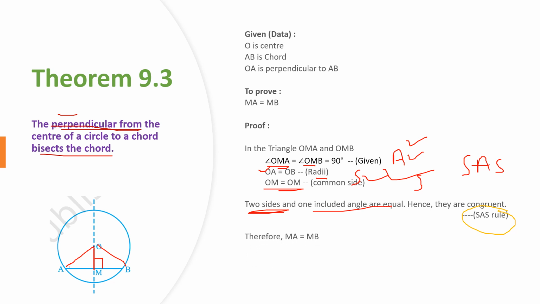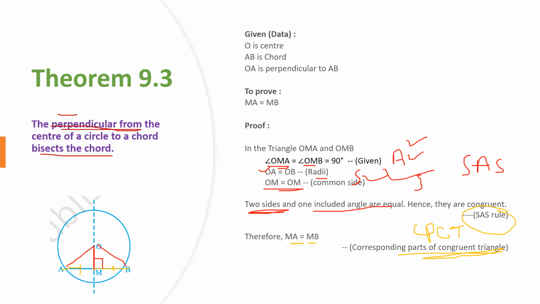Therefore, because they are congruent, the corresponding parts are also equal among the two triangles. What are the corresponding parts? AM and MB are corresponding parts of the two triangles. Since they are equal, I conclude by CPCT, corresponding parts of congruent triangles, that corresponding parts of the two triangles are equal. So I proved that MA is equal to MB because they are the corresponding parts of two triangles. So we proved it.